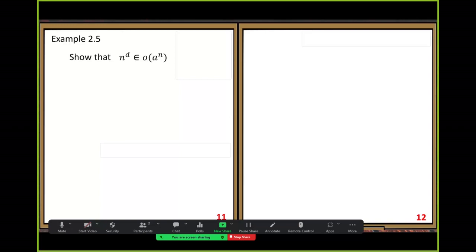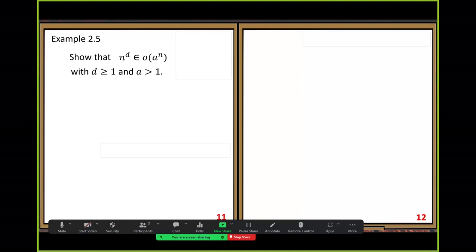2.5. Show that n to the dth power function here belongs to little o of exponential function a to the nth power. I hope you still remember this little o notation. Here we only need d greater or equal to 1, non-necessary integer, and a strictly greater than 1.